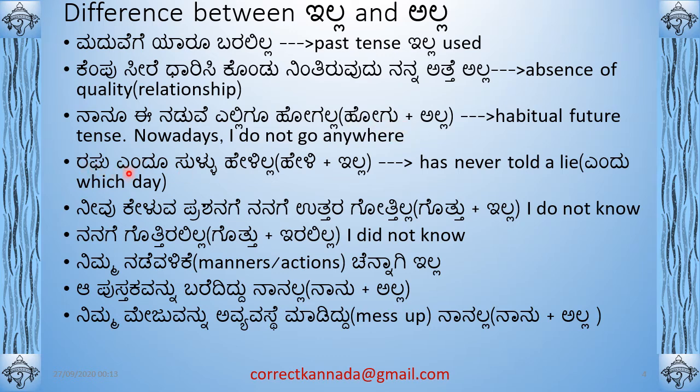ರಘು ಎಂದು ಸುಳ್ಳು ಹೇಳಿಲ್ಲ. So this is ಹೇಳಿ plus ಇಲ್ಲ, right? Has never told. So this is your present perfect tense. ಎಂದು means any day at all. There is no day in which he told a lie. That's what this sentence means.